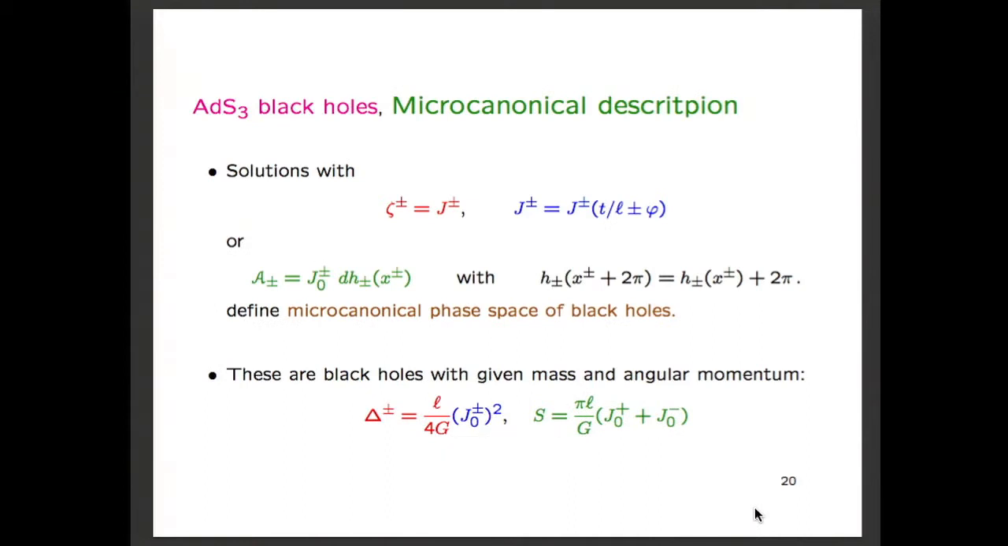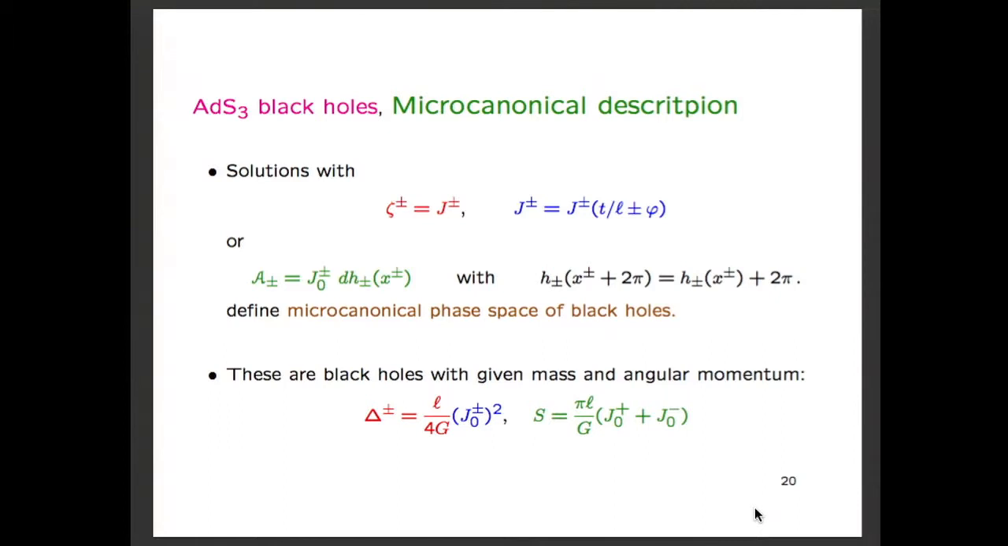Okay. Another set of solutions, which I've called the microcanonical description, comes with a different boundary condition. I choose ζ plus and minus to be equal to J plus minus, and the solution to dA equal to 0 is a generic function of t plus minus φ. So this is the most general solution in this class. Again, I have a class of infinitely many solutions.